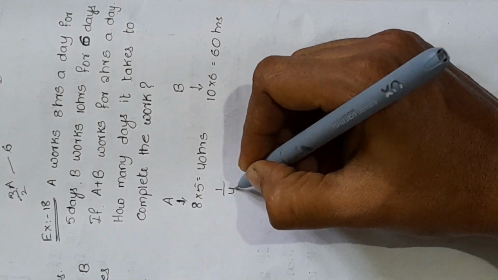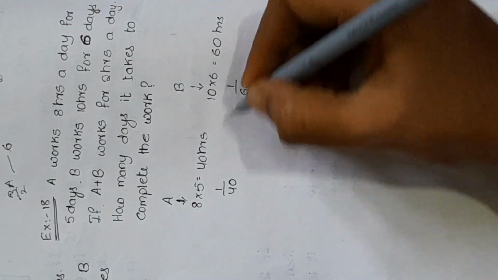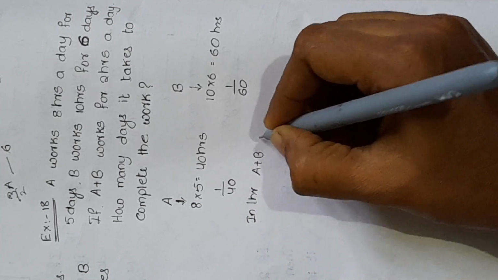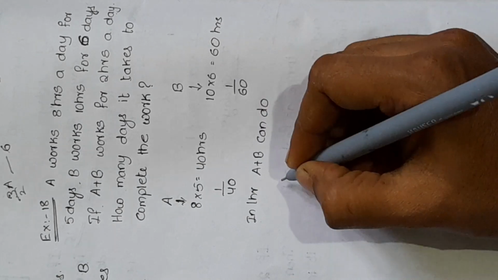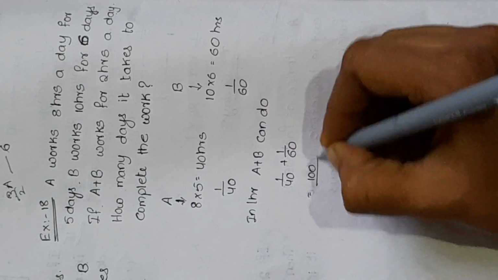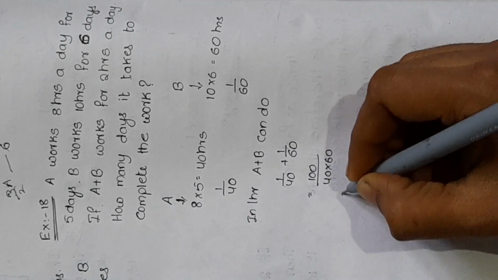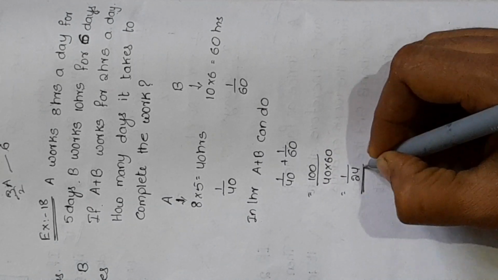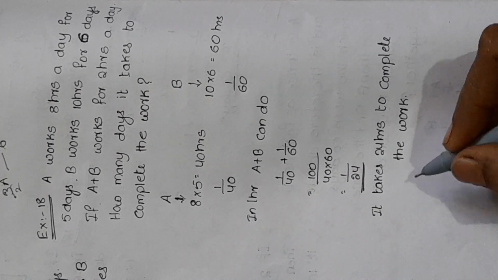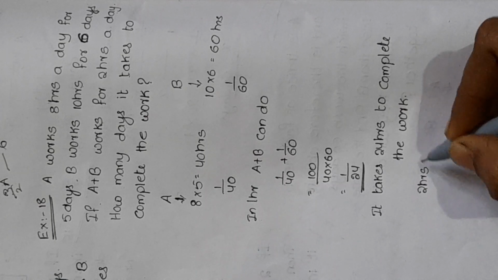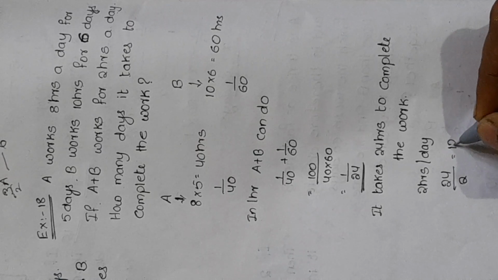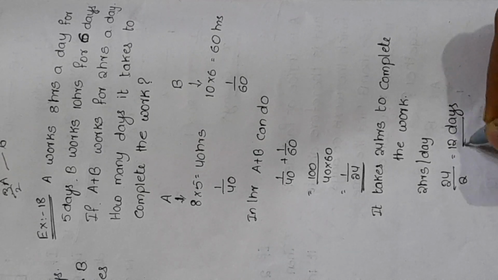So, in 1 hour they complete 1 by 40 and 1 by 60 of the work. In 1 hour, A plus B can do 1 by 40 plus 1 by 60, which is equal to 100 by 40 into 60. That is 1 by 24. So, it takes 24 hours to complete the whole work. But A and B together work for 2 hours a day. So, 24 by 2, they take 12 days to complete the work.